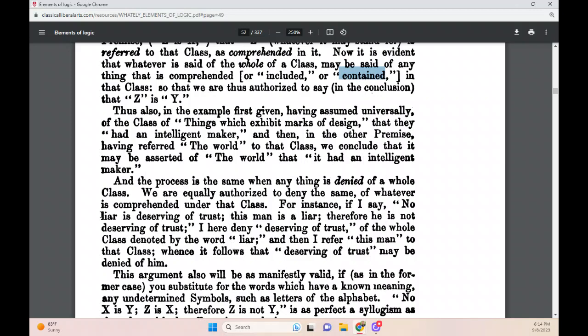Then if we were to say, this man is a liar, that means he is contained in that circle of liars, then it must be true if those premises are true. If the circle of liars is outside the circle of deserving trust, and if this man is in that circle of liars, then it is necessary that this man is outside the circle of things deserving of trust. That's explained in that paragraph there.